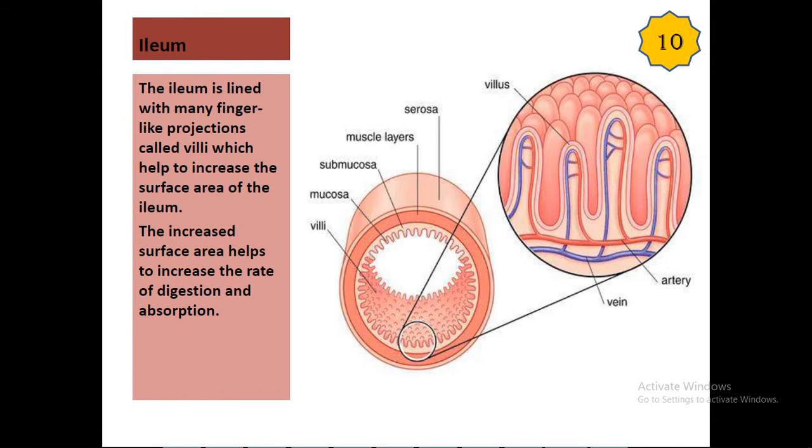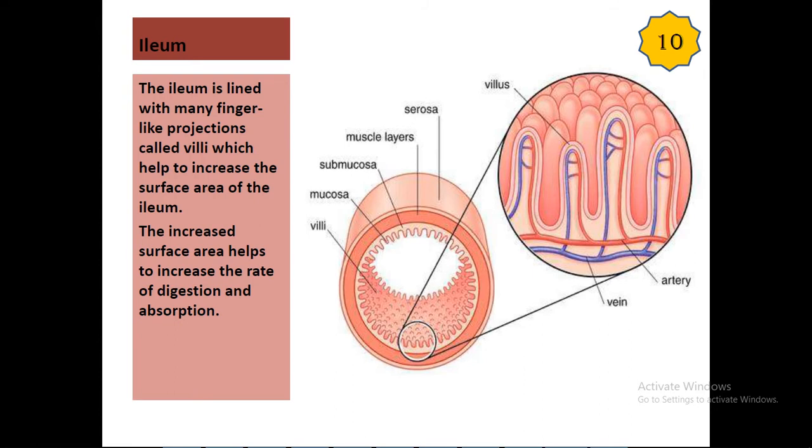Now, next is the ileum. The ileum is lined with many finger-like projections. Okay, and you will see the ileum. It is a transverse section of ileum: villi, mucosa, submucosa, muscle layers, and serosa. Inside of this villus, you will see the villus veins and arteries in the diagram. It is a finger-like projection called villi, which helps to increase the surface area of the ileum.